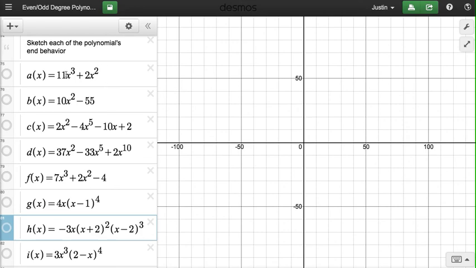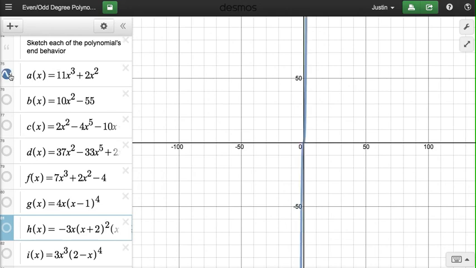Okay, so I'm going to go through them quickly. A is an odd degree, degree 3, and it's a positive leading coefficient. And the arrows look like that, here and here. B is an even degree polynomial with a positive leading coefficient. It looks like this, so the arrows go here and here. C is one we've already gone over. It's a negative odd degree of degree 5, and the arrows go here and here.